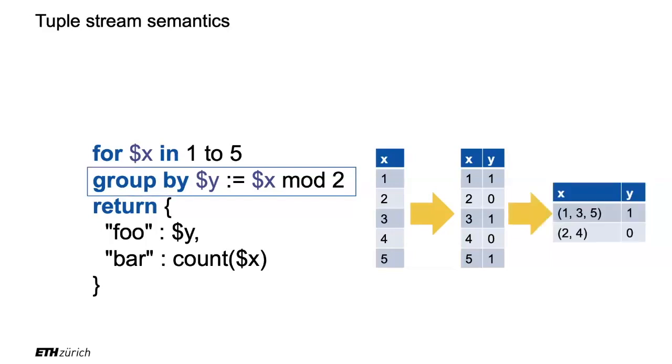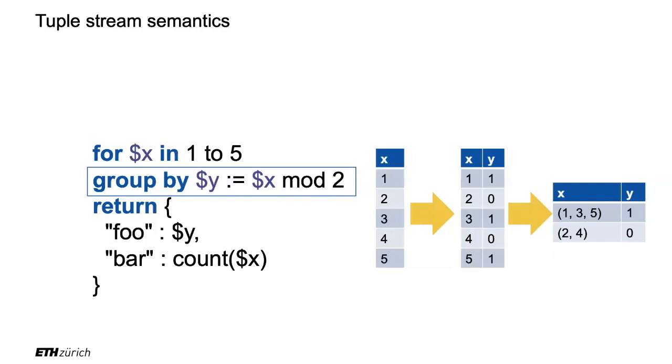And what happens to X is that I group it. What was associated with Y equals 1? Well, 1, 3, and 5. What was associated with Y equals 0? Then I have the sequence 2 and 4. This SQL cannot do. Well, extensions of SQL can, but normally this is not something you can do with SQL.